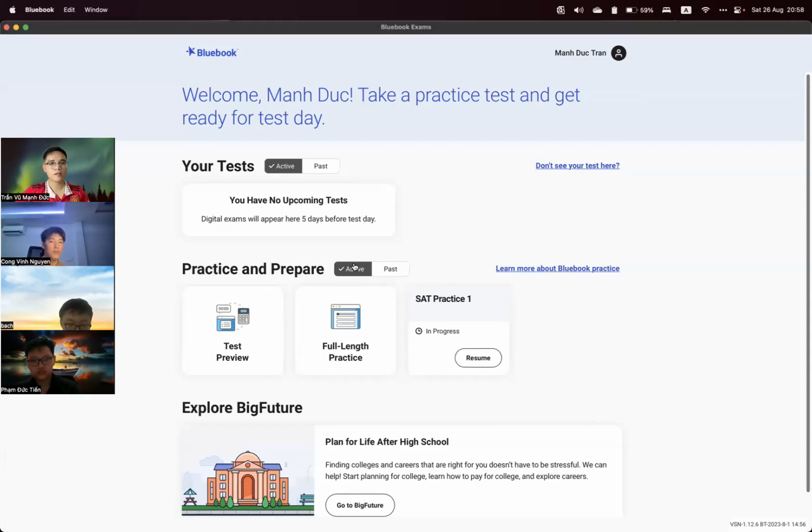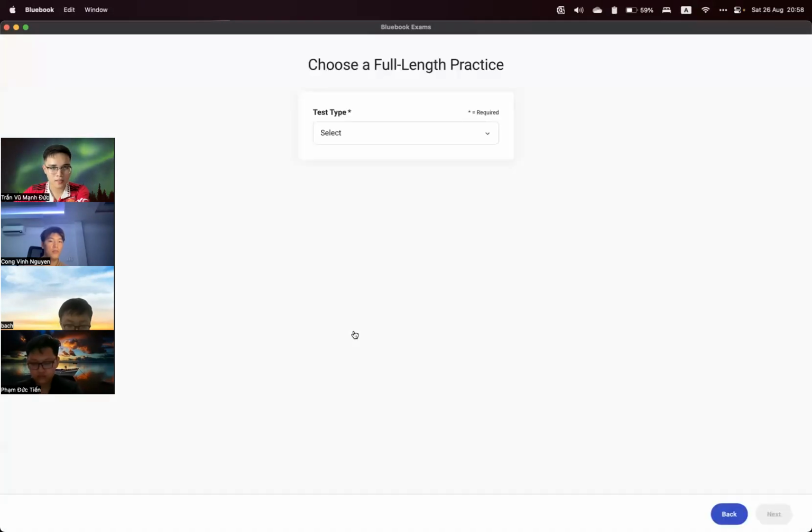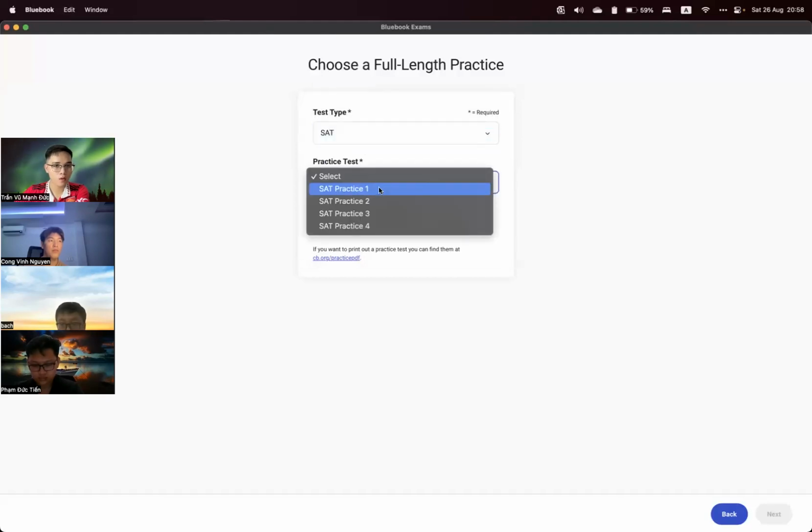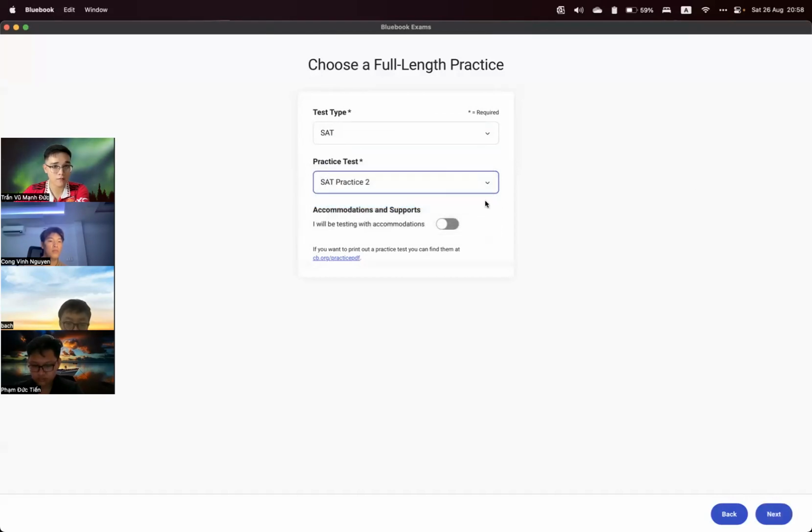Here, you can choose to do the full length practice and then choose SAT. Of course, you're not doing the PSAT. Practice 1 or 2, depending on which one you haven't done. I'm going to choose 1. Oh no, I'm going to choose 2 because I've already done 1. This one is only for disabled students, so don't choose it unless you're disabled, in which case you are not. And continue. Next.